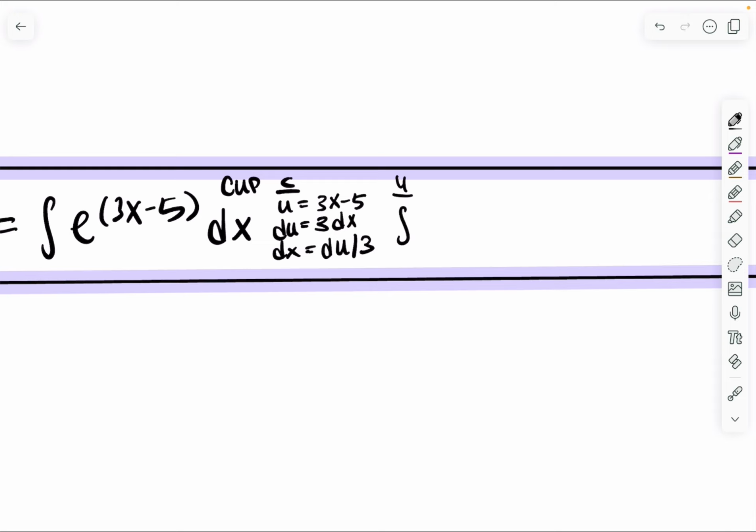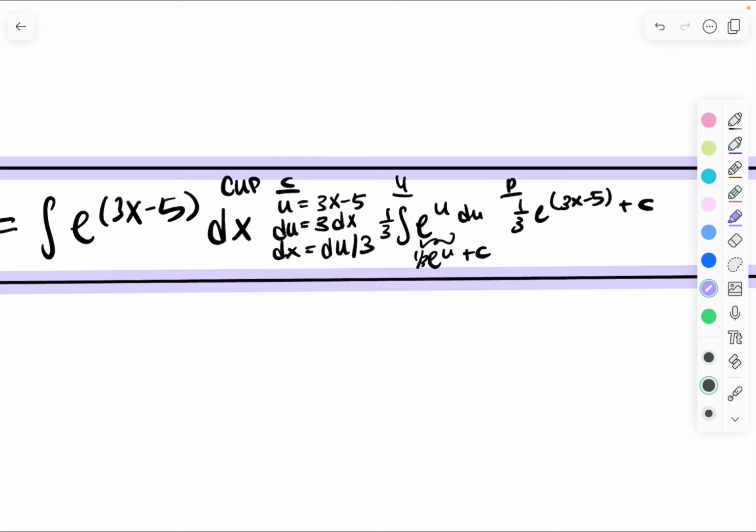U is put everything in terms of u, so we have the integral of e to the u. Dx in terms of u is du divided by 3. This is a 1/3. It's a constant, so you can pull it out to the front. And then we know the antiderivative of this is e to the u, so 1/3 e to the u plus c. And then the P part stands for plug your u back in. So 1/3 e, our u is 3x minus 5, plus c, and that is our v.